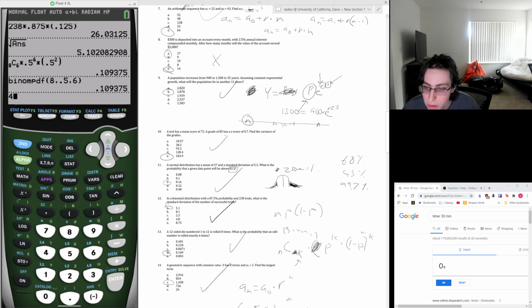R equals 2. A2 would be 8. A3 would be 16. A4 would be 32, etc. So here what we have is a ratio of -3 and 8 terms, and a1 equals 2. Find the largest term.